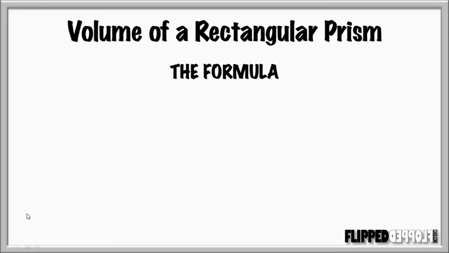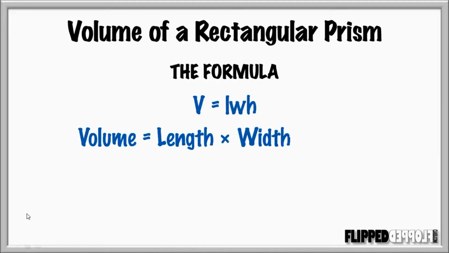Now let's take a look at the formula for solving the volume of a rectangular prism. The formula is V equals LWH. Now what does that mean? Well, in reality it means volume equals length times width times height.